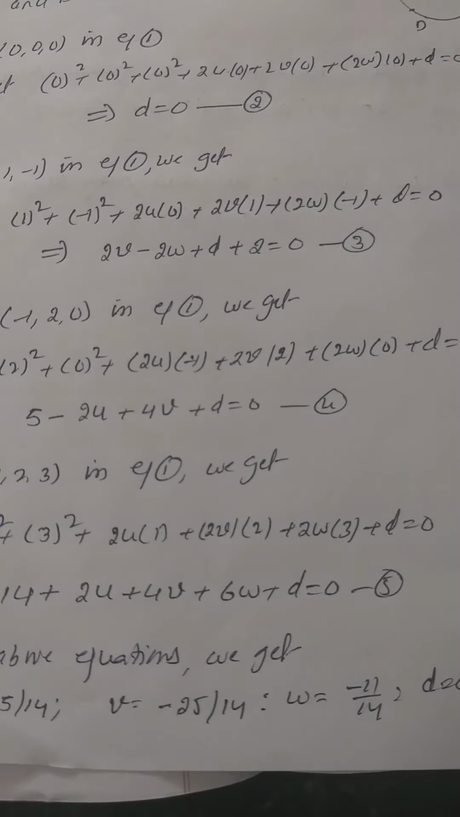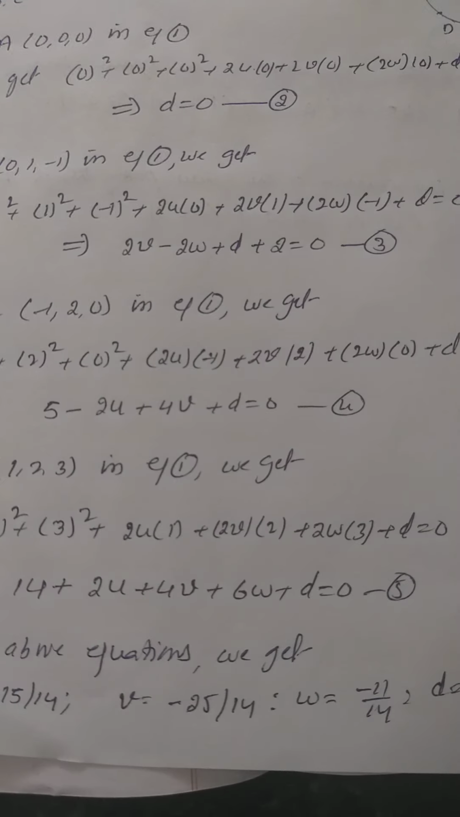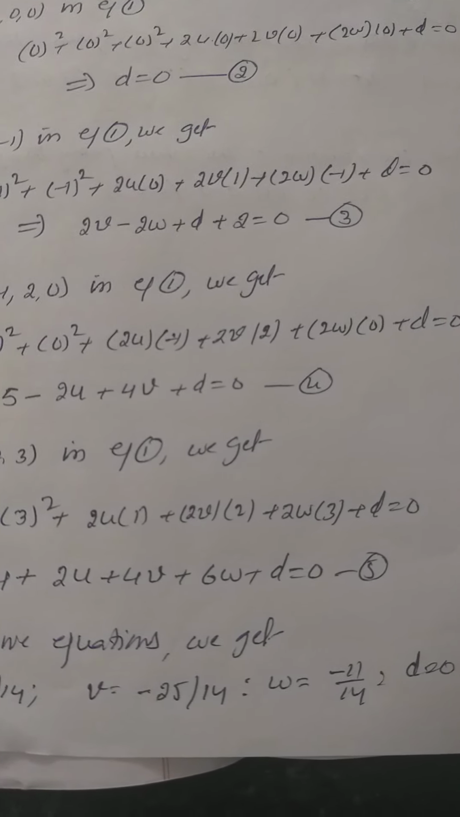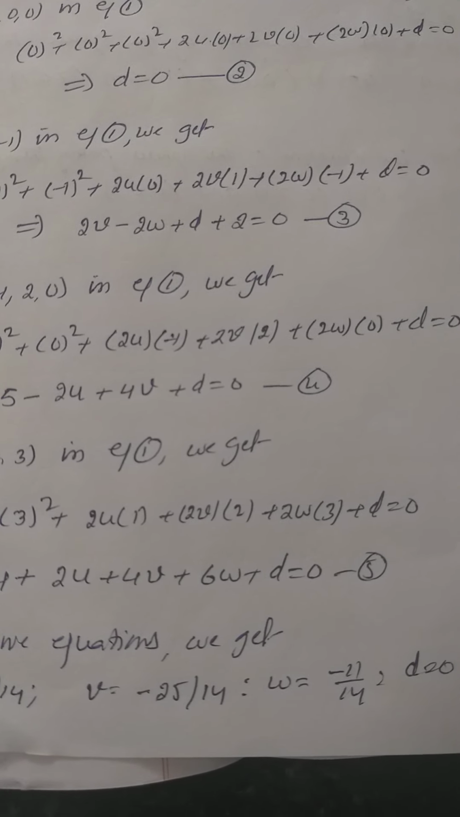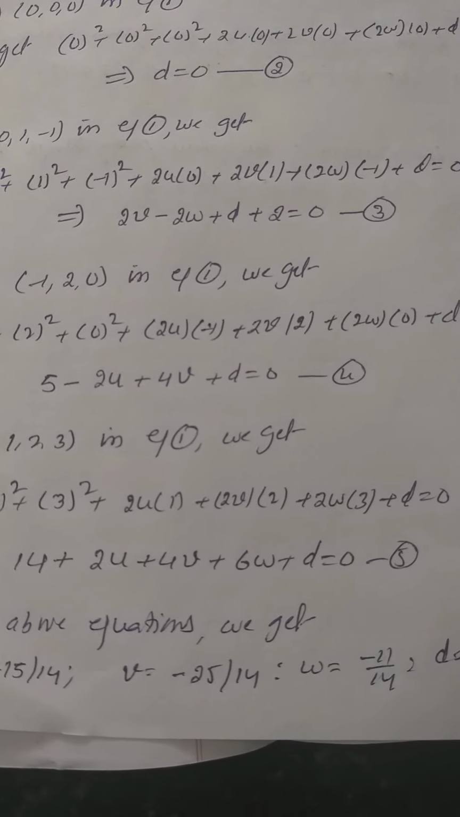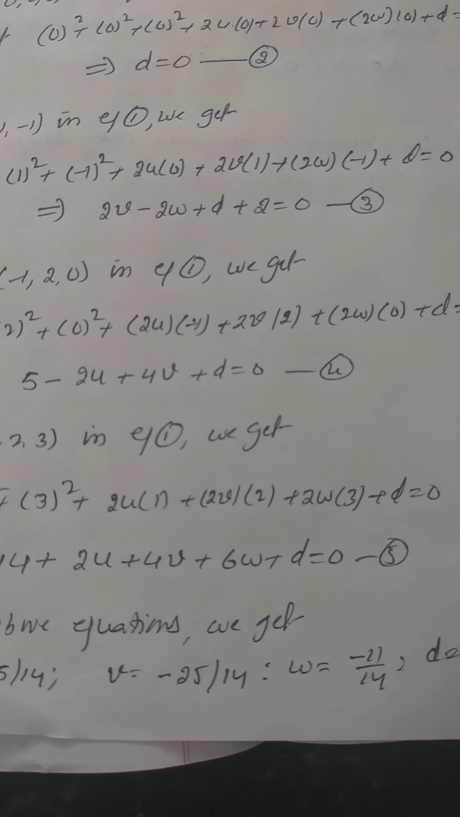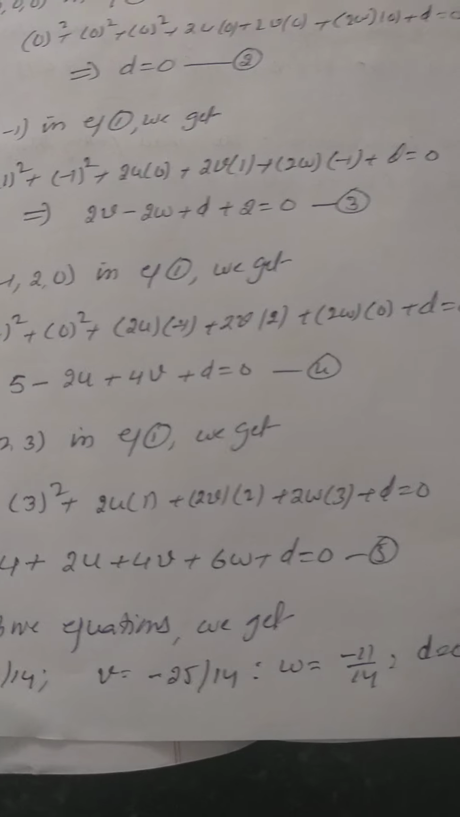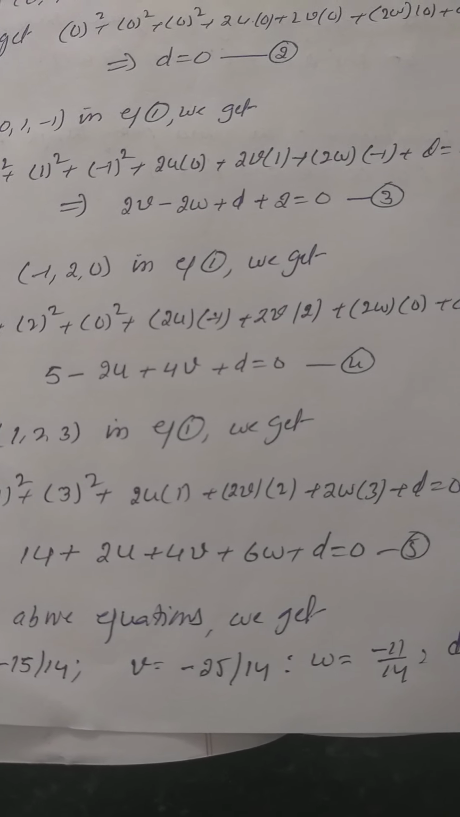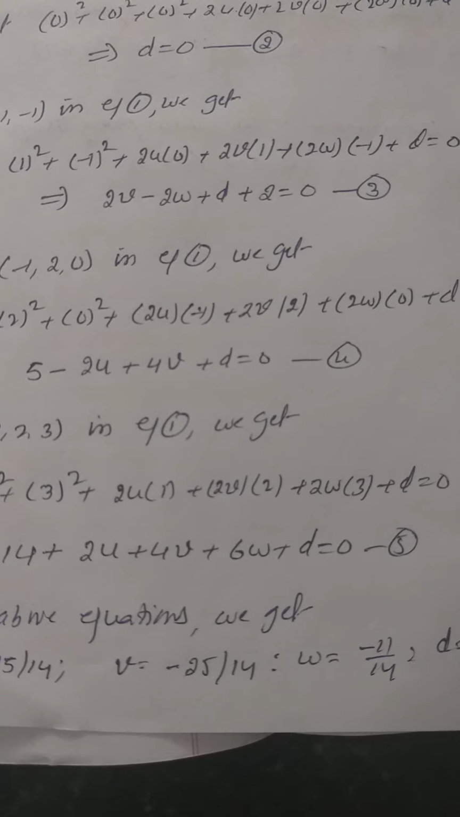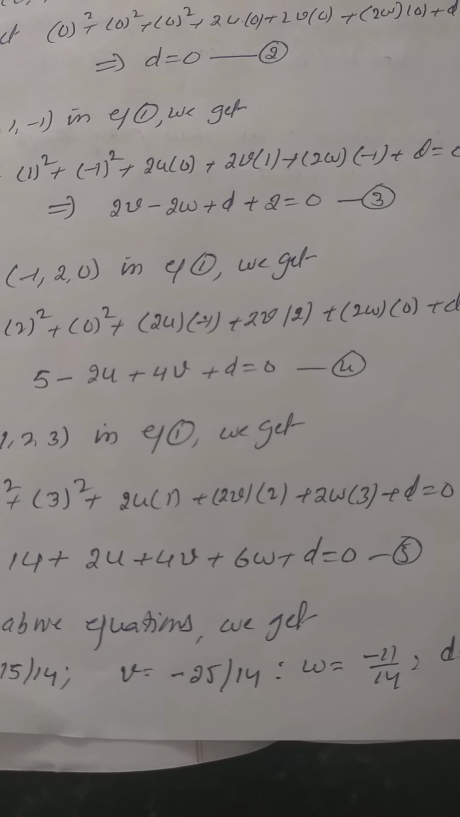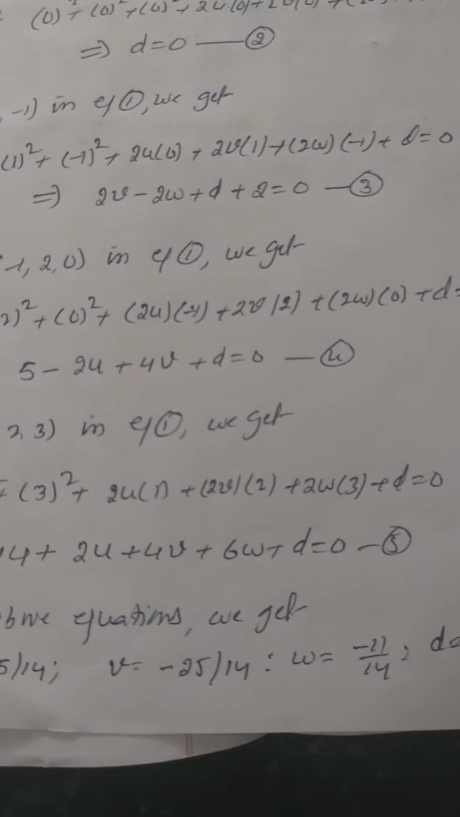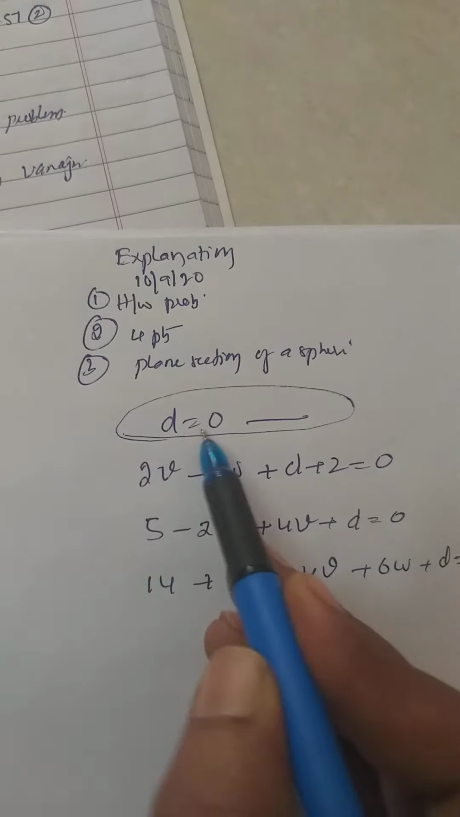Now we'll try to solve those equations. What are the given equations we got here? First equation is d is equal to 0. Second equation is 2v minus 2w plus d plus 2 is equal to 0. Third one is 5 minus 2u plus 4v plus d is equal to 0. And the last equation is 14 plus 2u plus 4v plus 6w plus d is equal to 0. Directly we got d is equal to 0.